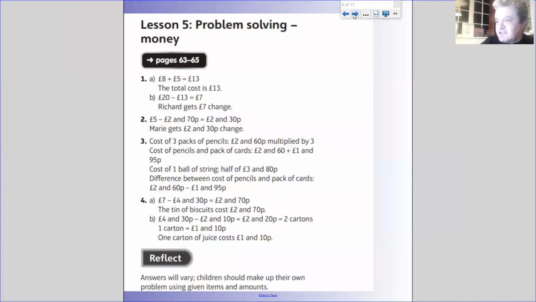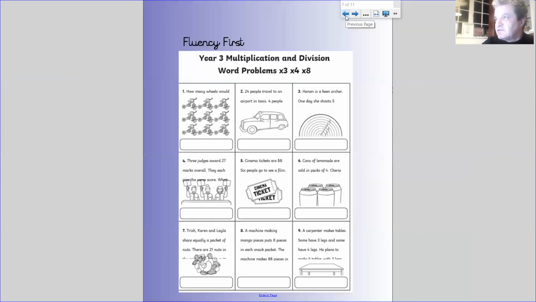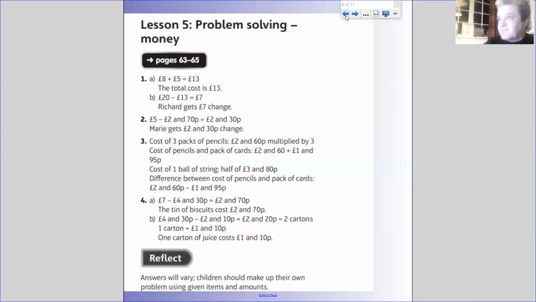Our answers for yesterday. Okay, so if you haven't got them, there they are. You can tick them off. Go back to the screenshot. Okay, so hopefully you've got some good answers there. A few of the problems were a bit tricky, but well done, everyone, for having a good go.